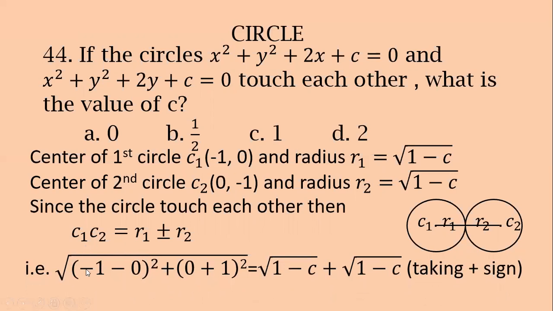So this is the distance between these two centers, and taking the plus sign, we get r1 plus r2. So putting in the distance formula, we get here 1 and 1, root over 2 is equal to 2 plus root over 1 minus c. As this term is the same, we can add directly.